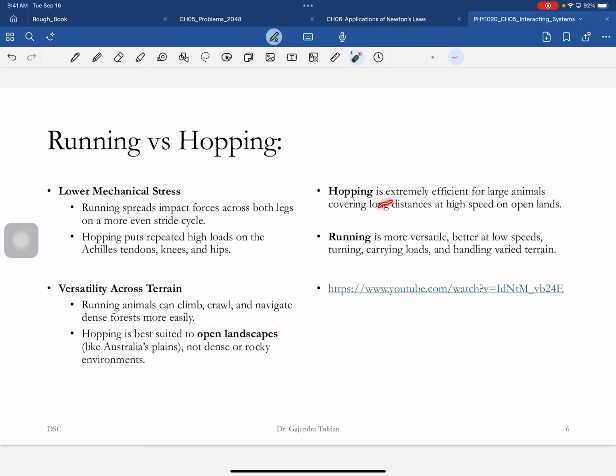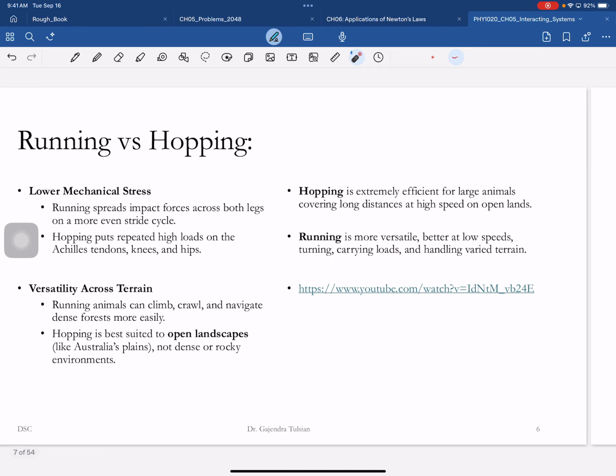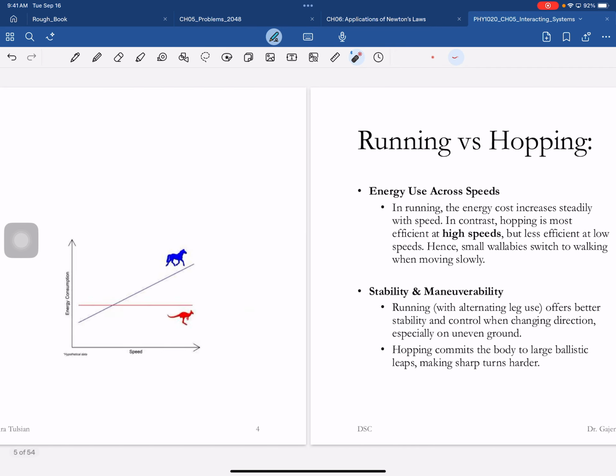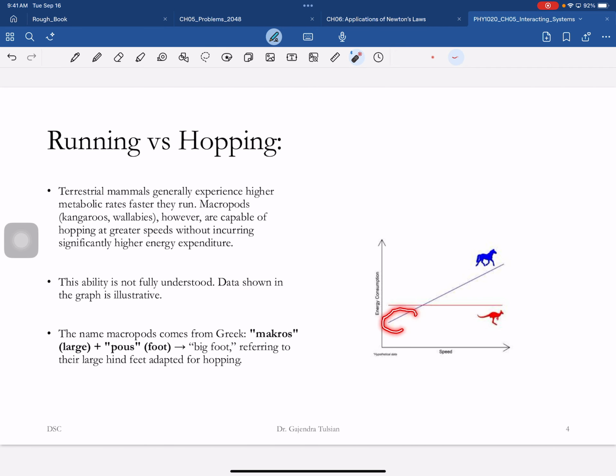So hopping is extremely efficient. In summary, it's extremely efficient for large animals covering long distances at high speeds on open lands. Running is more versatile, better at low speeds, turning, carrying loads, and handling varying terrains. So in summary, the reason we walk is because this is where we spend most of our lives, at low speeds, and our terrain dictates that we evolved to walk. The 3 or 4 times in your life when a lion chases you, you're willing to spend the extra energy running.